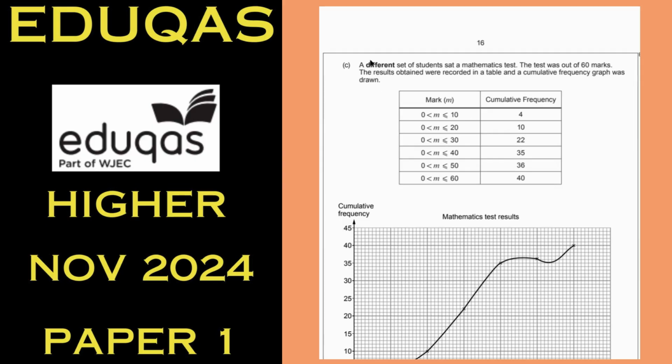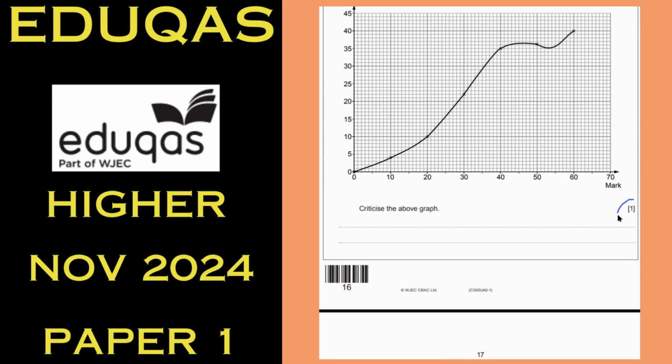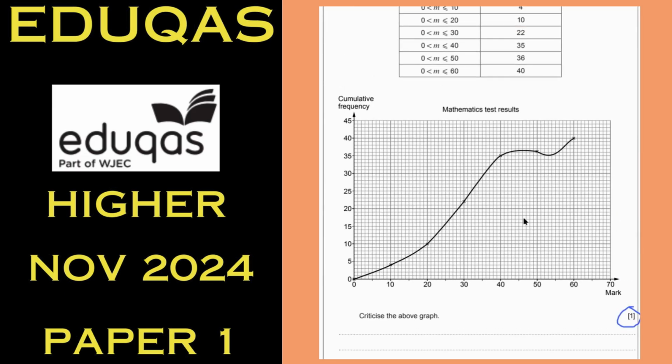Part C, loads of waffle, big table. It's only worth 1 mark. It's one of them horrible ones that's got a lot going on. Only 1 mark. Why is it wrong? Cumulative graphs should always go up. At worst, they should be horizontal. They should never have a negative gradient. They should never go down.